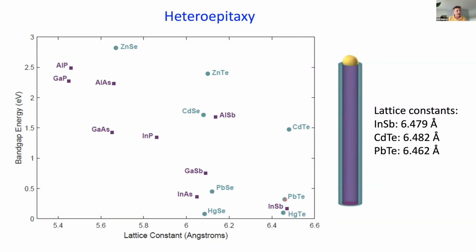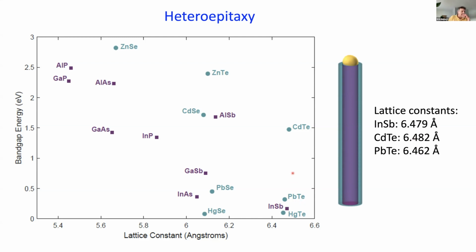And here we have lead telluride. Now here you can see more precisely the exact lattice constant of these materials. So this is indium antimonide, so it's 6.479 angstroms. And you can see that cadmium telluride has a very similar lattice constant. And lead telluride is also quite near.